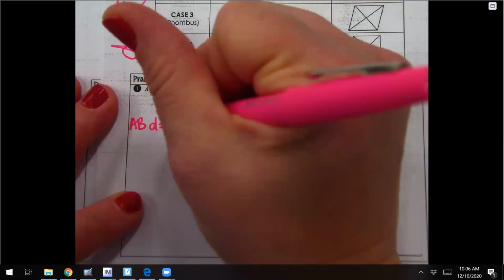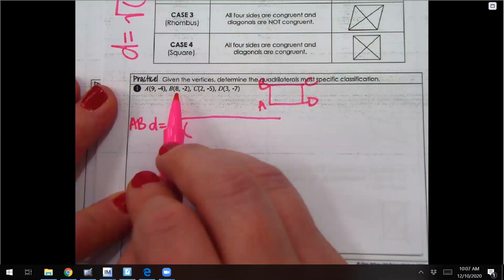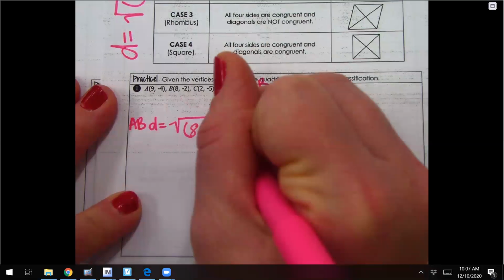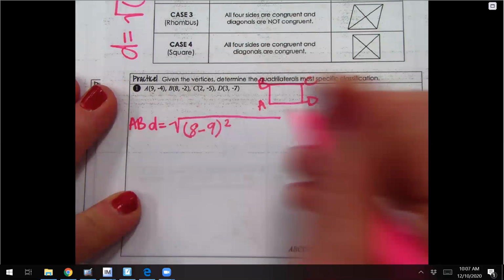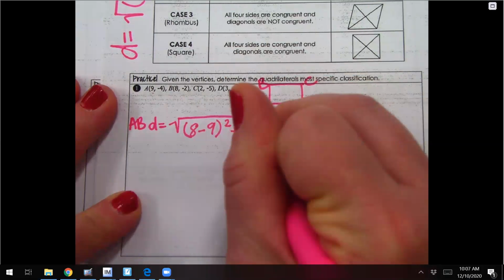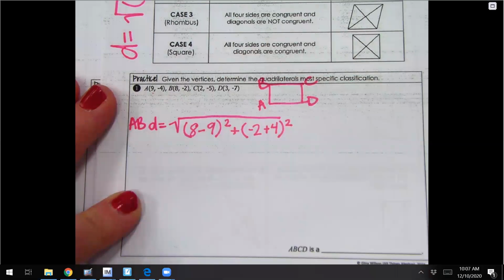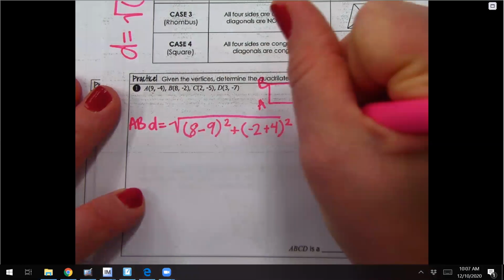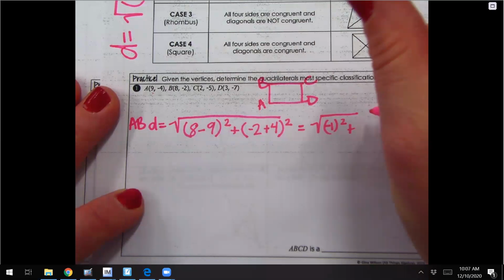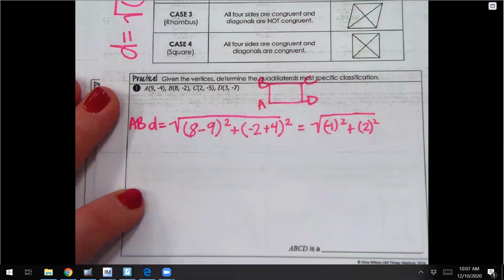So the distance formula for AB is x2, which I'm going to let 8 be my x2, so B, and I'm going to go backwards. So I'm going to have 8 minus 9 squared. Those are my x's. Then I have y's. Negative 2 minus negative 4, minus a negative is the same thing as plus, squared. What is 8 minus 9? That's going to be negative 1 squared plus what's negative 2 plus 4? That's 2 squared. Negative 1 squared is 1, plus 2 squared, 4. So 1 plus 4 is 5. I'm going to leave it as the square root of 5 because I can compare these square roots. I don't need a decimal.